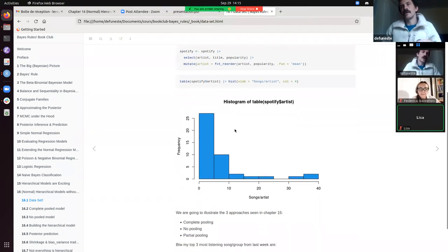And then we are going back to the complete pooling, the no pooling and the partial pooling, which is a hierarchical model, to compare them on the data sets. So if you weren't here last week, no problem.